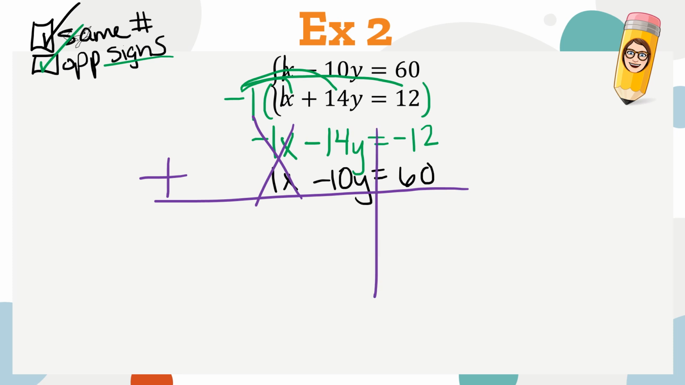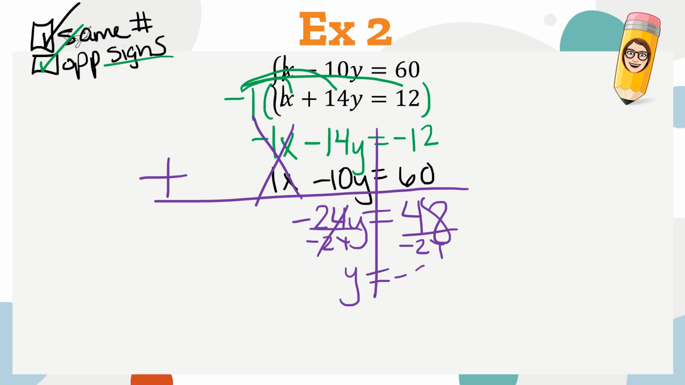Negative 14y, negative 10y, negative 24y. Negative 12 plus 60, 48. That's the only new stuff today. From here on out, we are just solving equations. We're going to divide both sides by negative 24. That gets me y equals negative 2. Let's prep our answer.